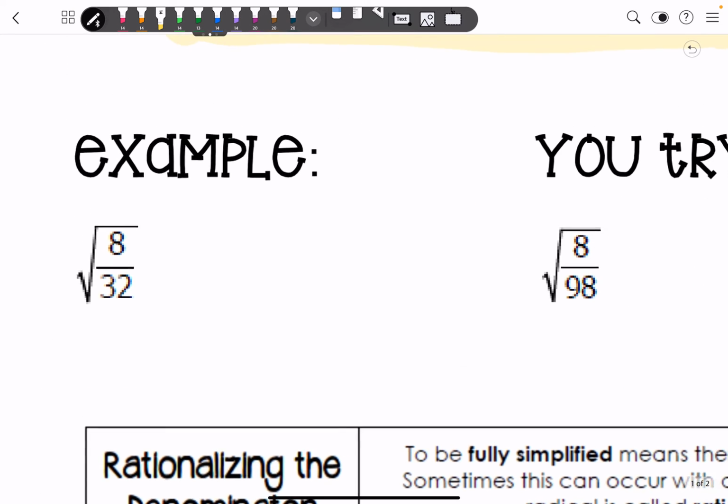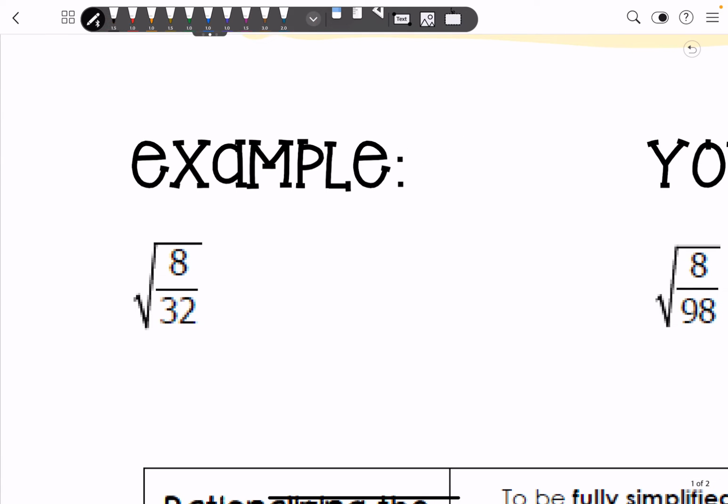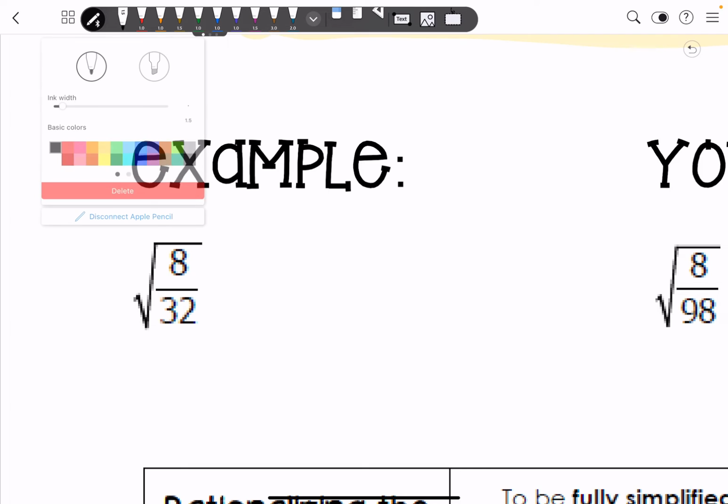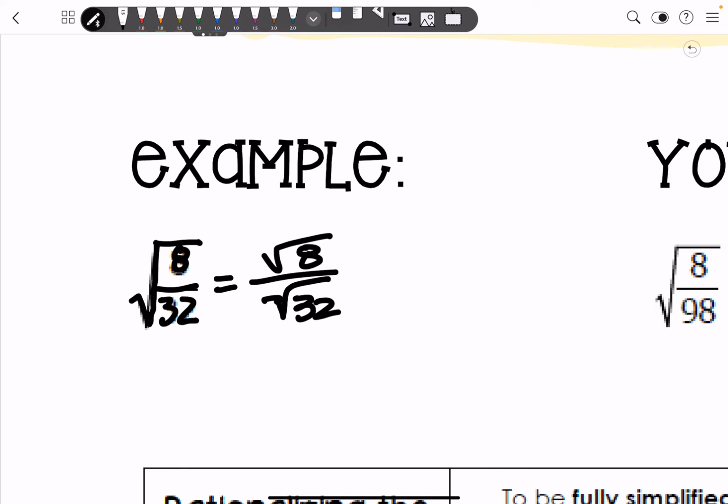So we're going to start off with something easy. We've got the square root of 8. Let me write over it so we can see it better. The square root of 8 over 32. So, we've got applying that quotient rule and putting each of those inside a radical.